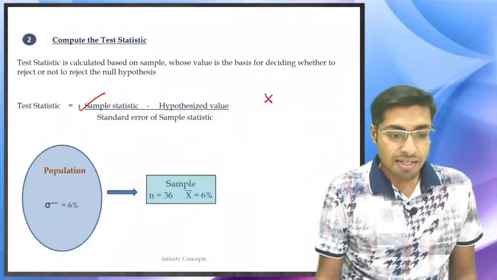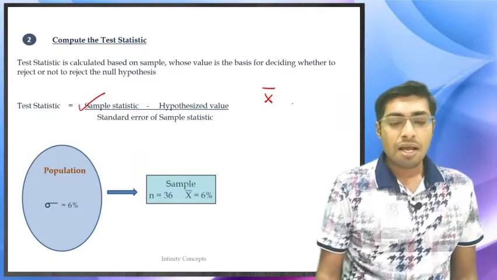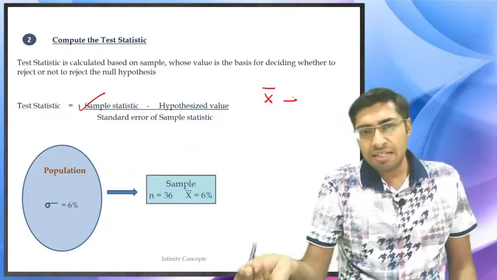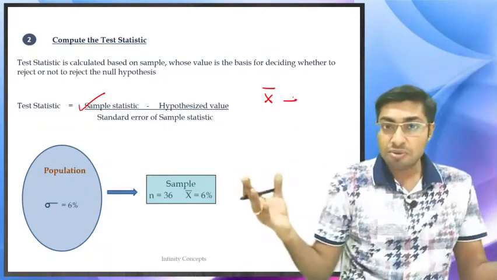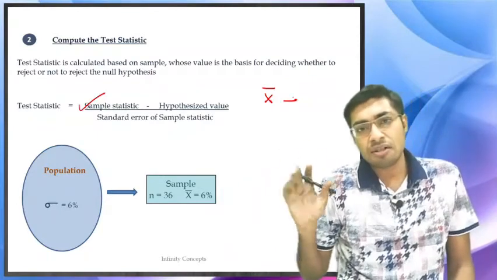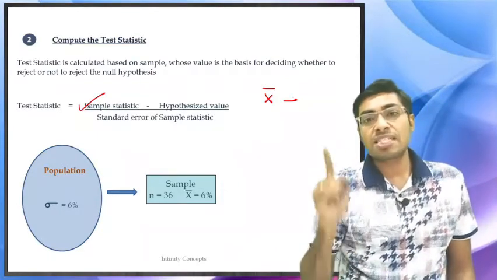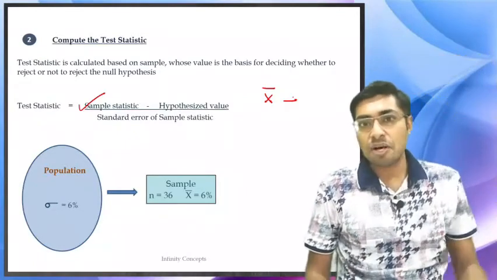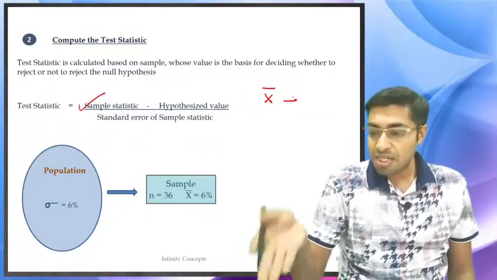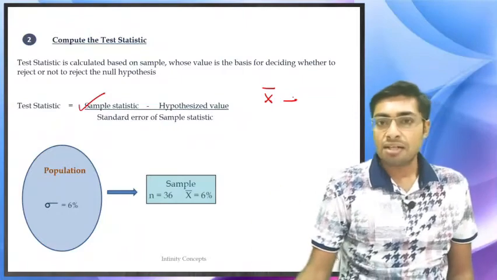So X bar is your sample mean. Say for example, you took up 50 stocks from all the 22,000 stocks. You only picked up 50 stocks. Of those 50 stocks, the sample mean is simple to calculate. You are not calculating the mean of 22,000 stocks, you are calculating the mean of only 50 samples. So that is very simple.